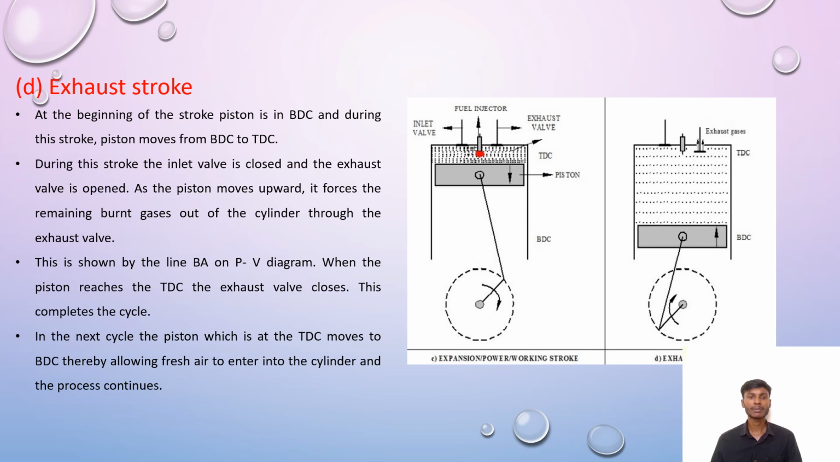In the next cycle, the piston which is at TDC moves to BDC, thereby allowing fresh air to enter into the cylinder, and the process continues.